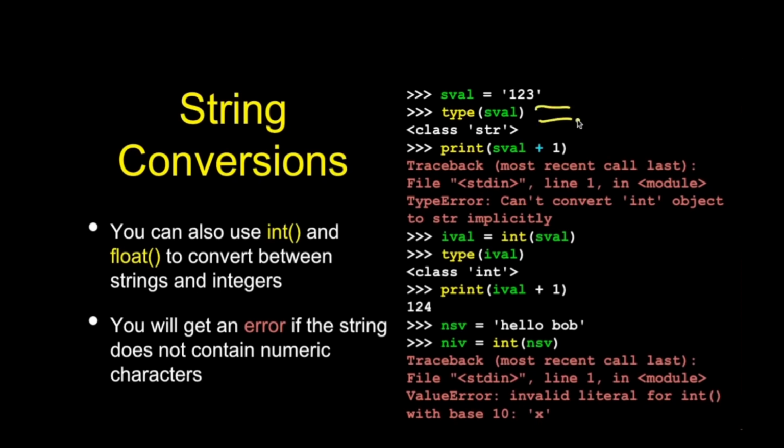We say, what is the type of this? It's a string. We say, let's add 1 to it. And it says can't convert into string, so that blows up, right? Because this is a string. It looks to both sides. String plus an integer, not good, okay?